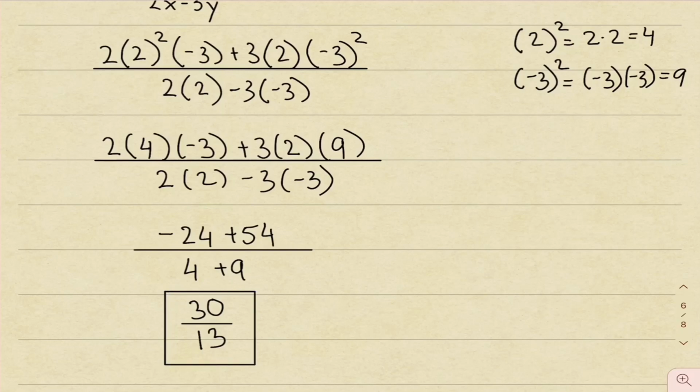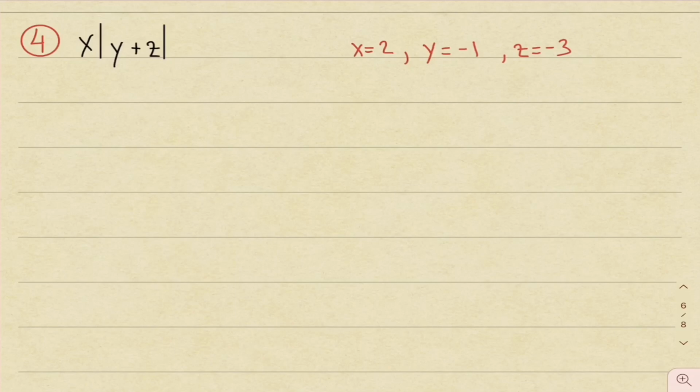Now I'm going to do one more problem. Since we introduced absolute value in lesson 2, I'm going to do a problem with absolute value. Let's say I have x, absolute value of y plus z, if x equals 2, y equals negative 1, and z equals negative 3. So I'm going to go ahead and plug it in. Instead of x, I have 2. Inside of the absolute value, I have negative 1 for y plus negative 3 for z.